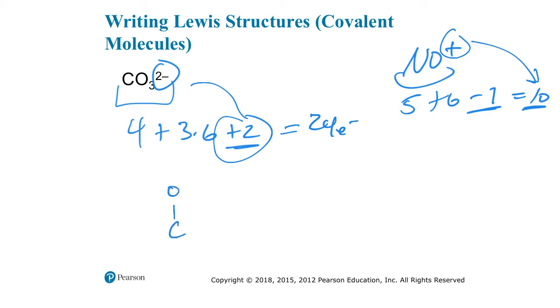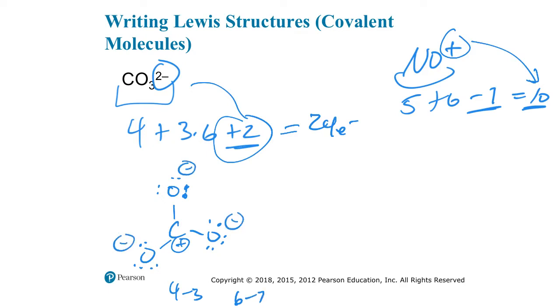Central carbon. Oxygens, give them their octets. An octet for the last one. And so then we can calculate formal charges. Formal charge for carbon, 4 minus 3, plus 1. 6 minus 7 for the outer oxygens, minus 1 each. They all add up to minus 2, so minus, minus, minus is minus 3, plus 1 for minus 2 overall. So the charges are checking out.